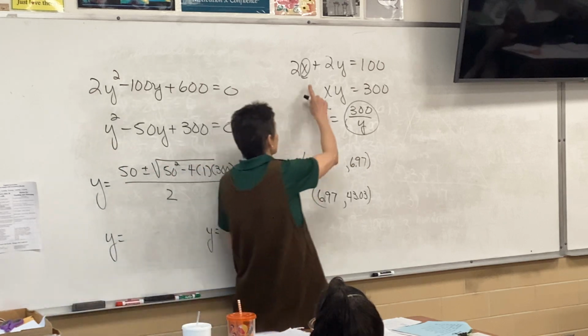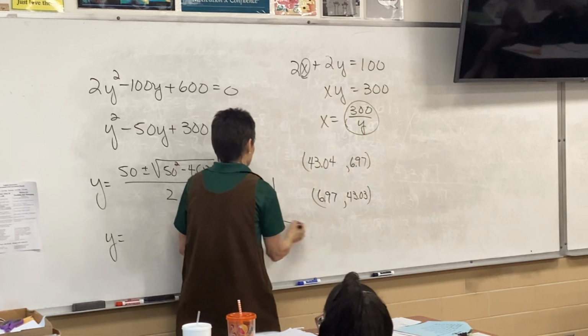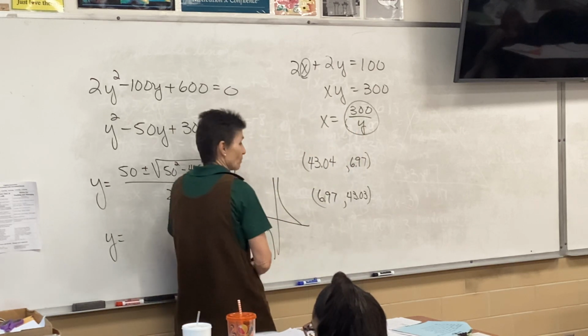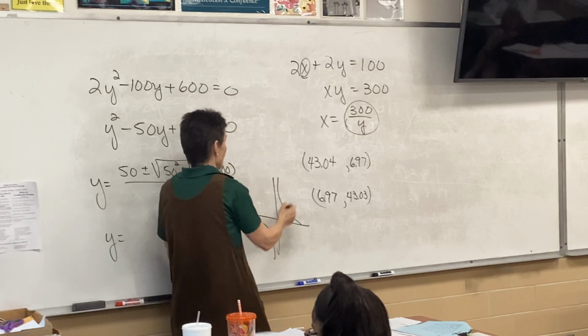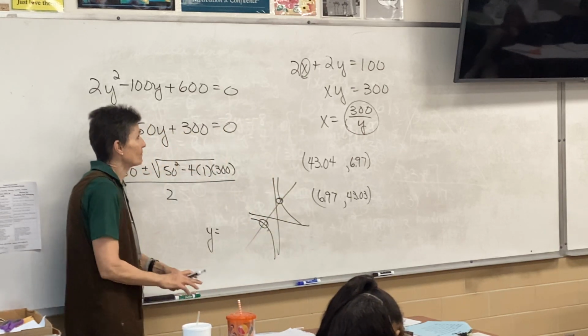Two answers, that's a line. This is what we call a hyperbola. It looks like this, kind of like a reciprocal function. So when you draw your line in there, of course you're going to get 2 points of intersection.